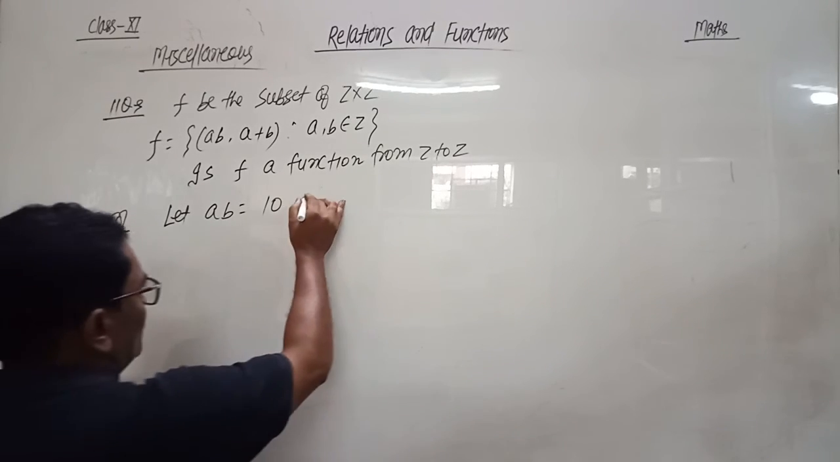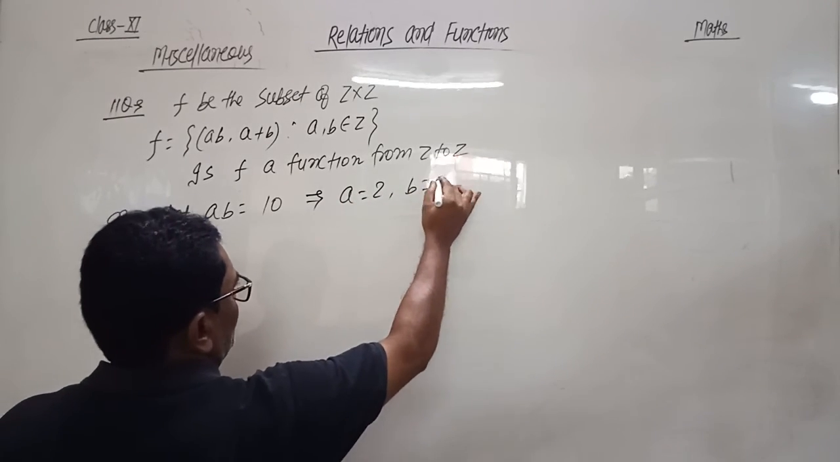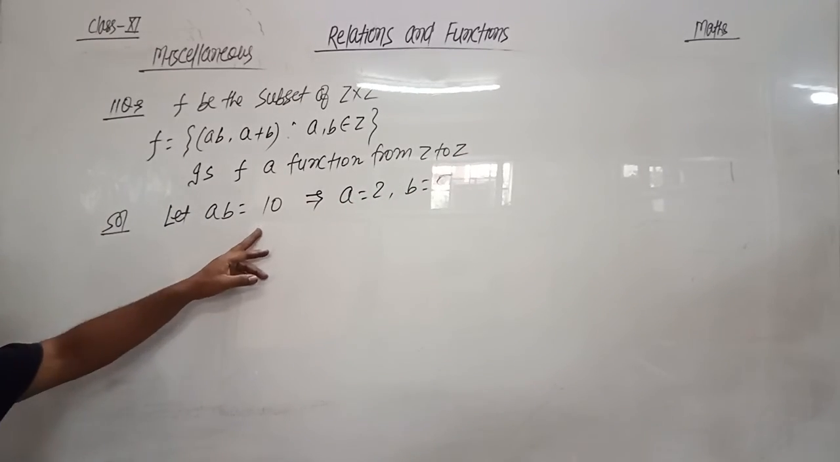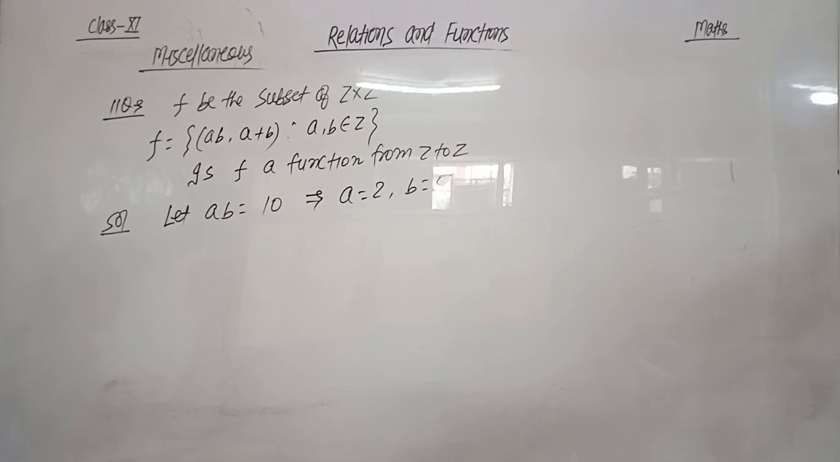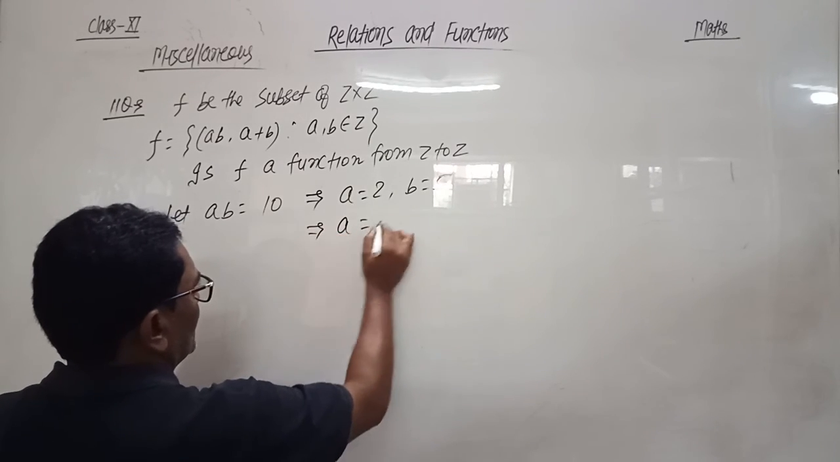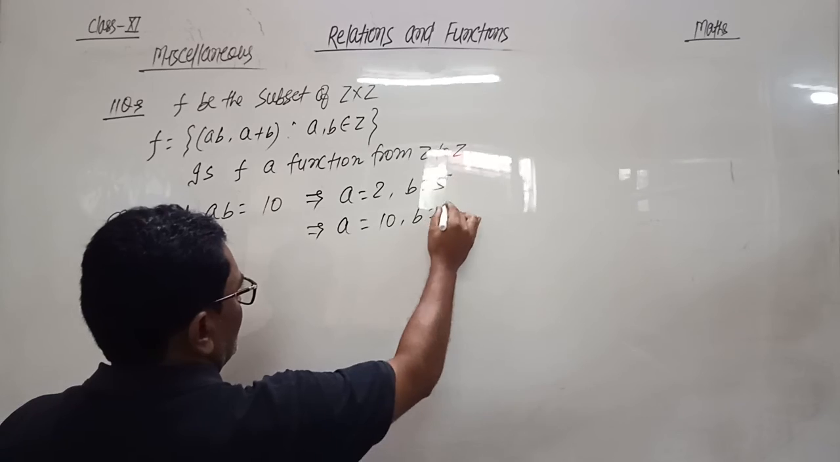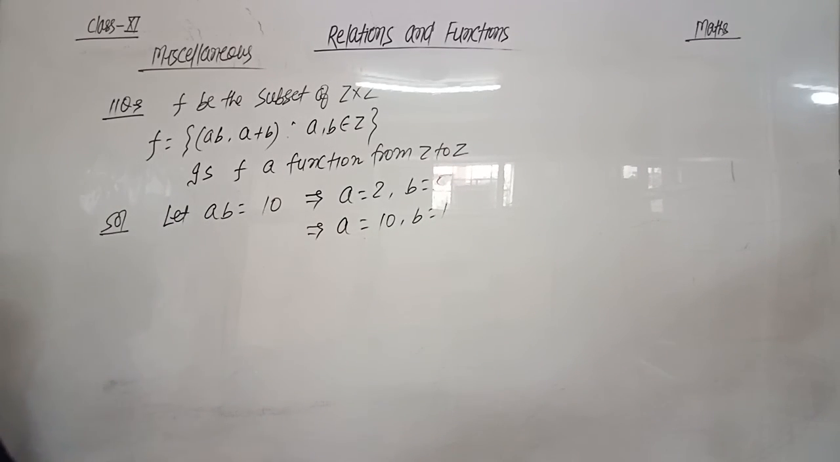This implies we can take a equals 2 and b equals 5. The value of a equals 2 is an integer, and b equals 5 is also an integer. Now we can also take a equals 10 and b equals 1. The product 10 into 1 also comes to 10, and they are also integers.